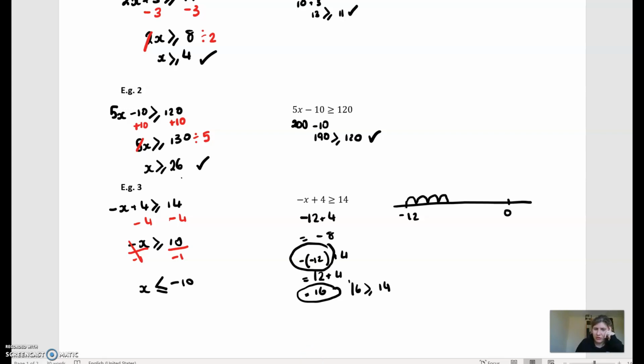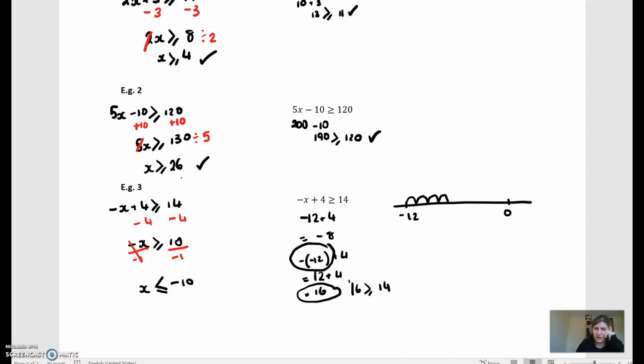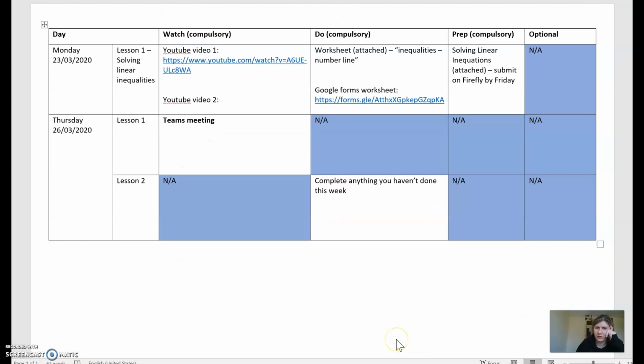Again, the next thing I want you to do is to have a look at the worksheet that is on this document, that one that says Google Forms worksheet. Go through and do that, and then you'll be done for the day other than the prep.